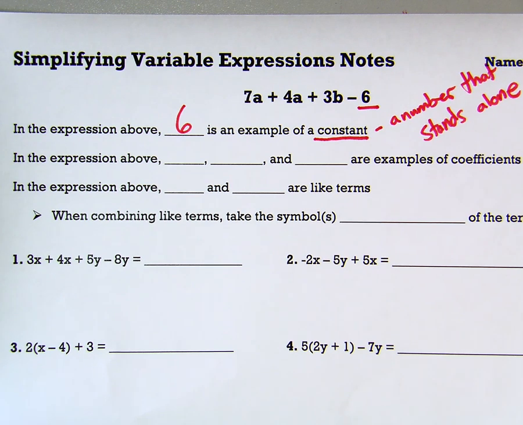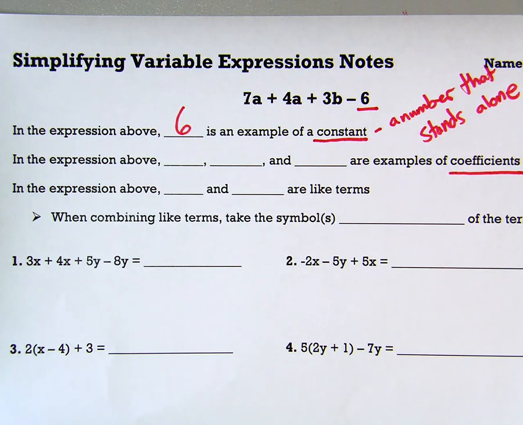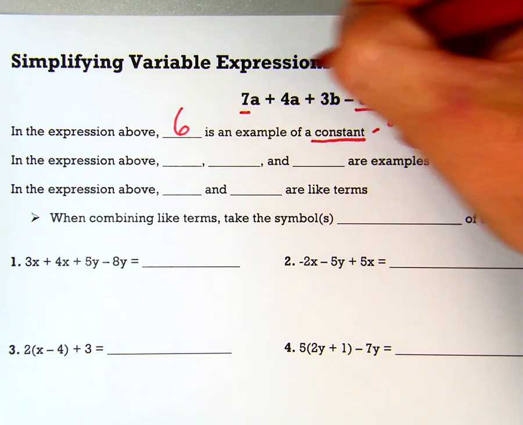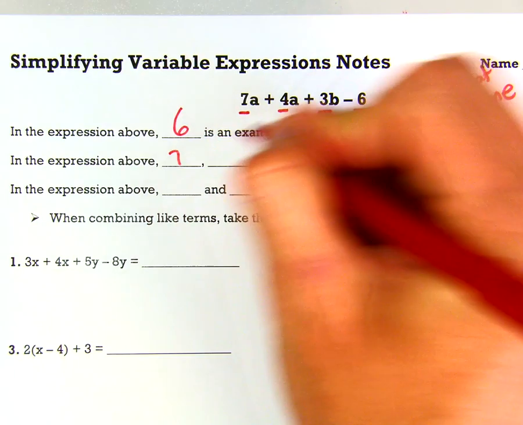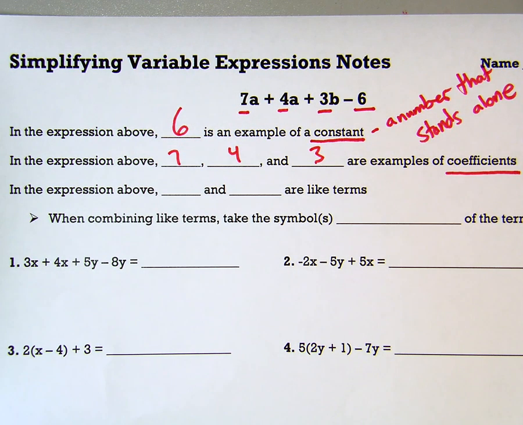Alright, we also look at coefficients. Coefficients are numbers that are attached to our variables, and they tell how many times we are using the variable. So in this case we're using a 7 times, 4 times, and we're using b 3 times. So 7, 4, and 3 are all examples of coefficients there.